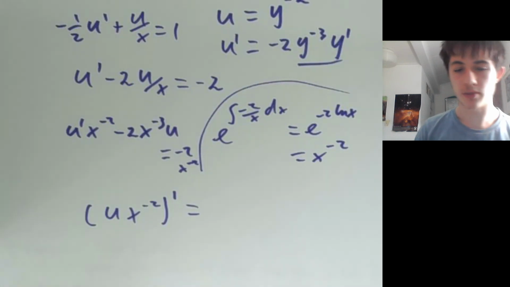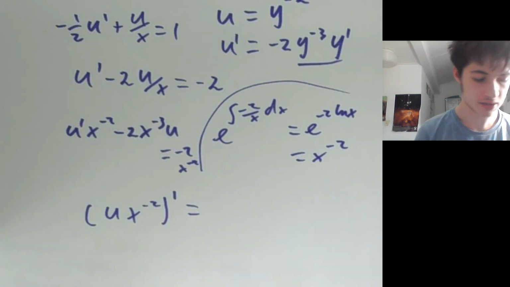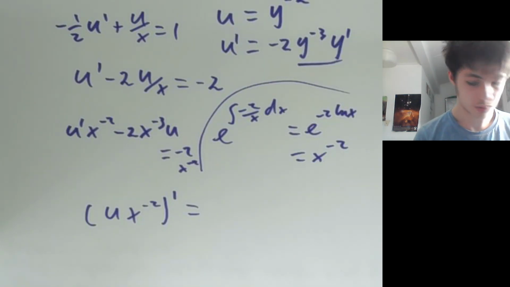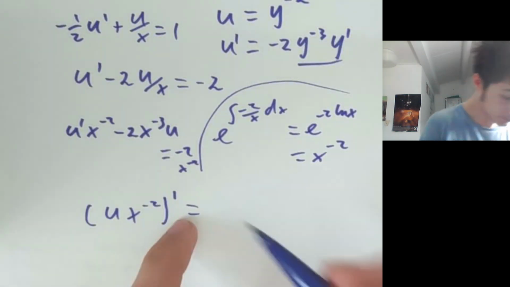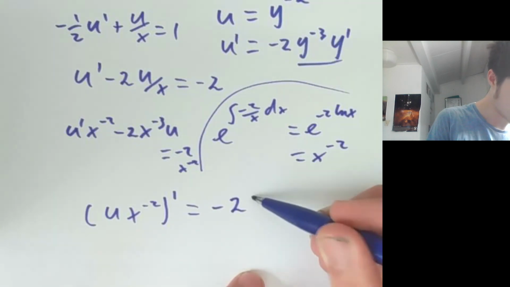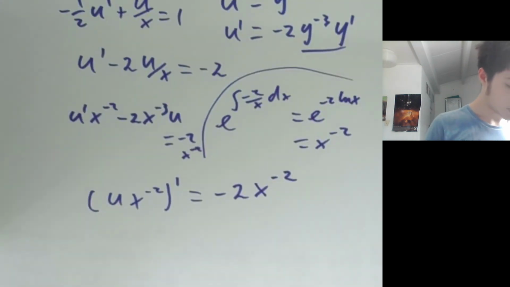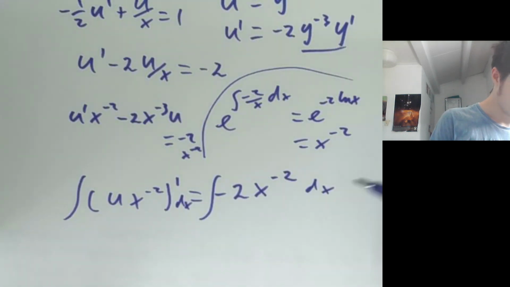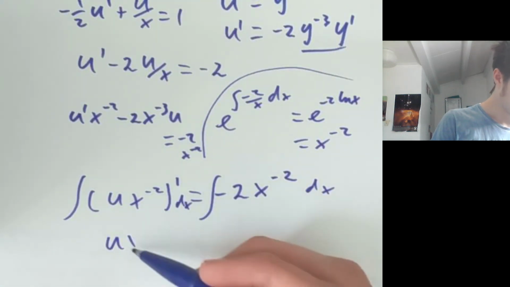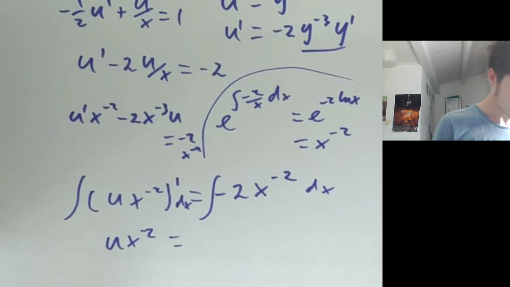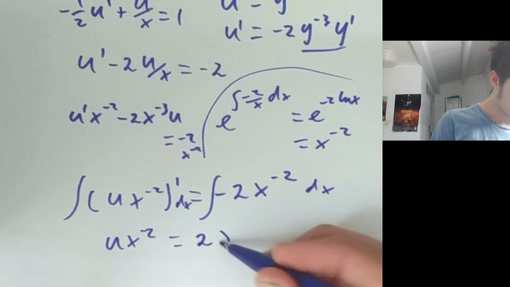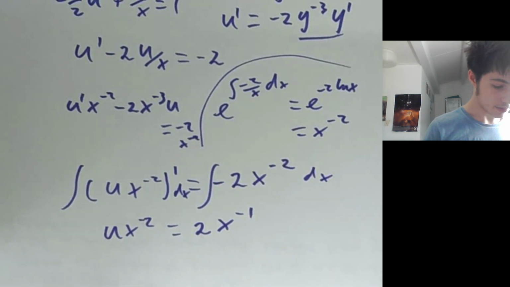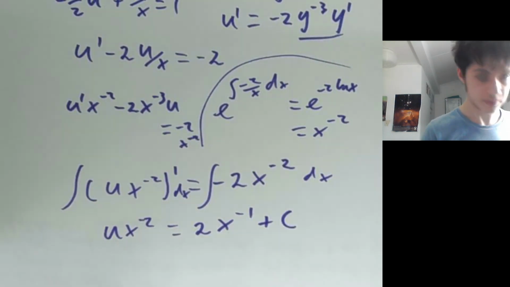And that's what this integration factor is doing. It's a factor you can multiply, so you can factor this left hand side as something where the product rule is applied. And here we had negative 2 x to the power of negative 2. Now we can integrate both sides with respect to x. Here we get u x to the negative 2. Here we get 2x to the negative 1 plus a constant of integration, of course.